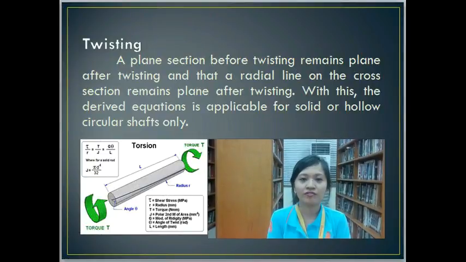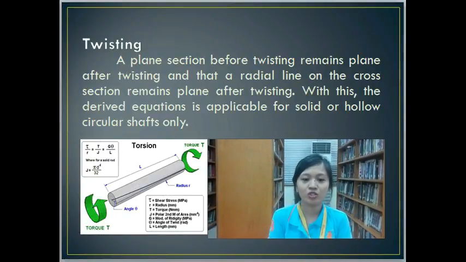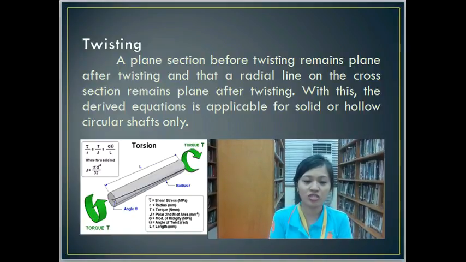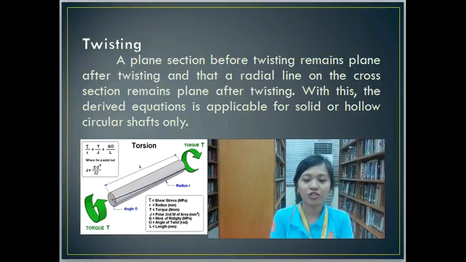Engineer Pilones derived the mentioned relationship, having assumptions that a plane section before twisting remains plane after twisting, and that the radial line on the cross section remains straight after twisting. With this, the derived equation is applicable for solid or hollow circular shafts only.